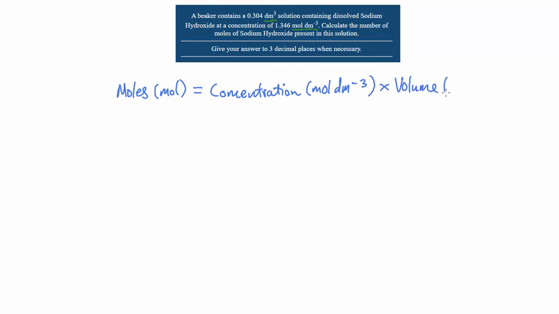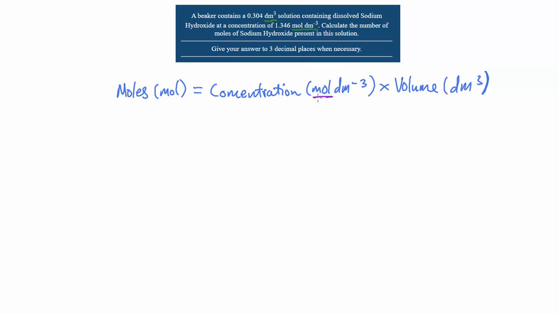Now, one of the things we want to take a look at is the formula. So moles is equal to concentration, and that's in moles per dm³, multiplied by volume, and that's in dm³. As you can see, once we multiply those, the dm³ cancels out and gives us the moles.